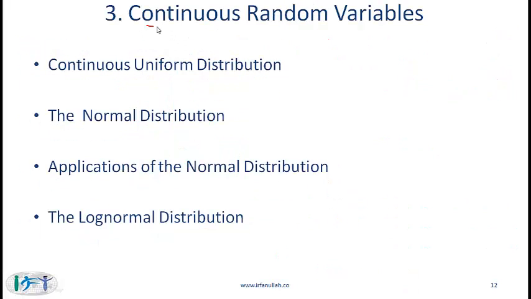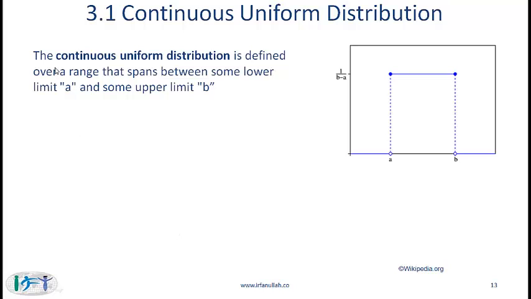We now move to the world of continuous random variables, and we will talk about the continuous uniform distribution, the normal distribution, applications of the normal distribution, and finally the log normal distribution. Let us consider the continuous uniform distribution first. The continuous uniform distribution is defined over a range that spans between some lower limit a and some upper limit b. Let us say that we have a random variable which is uniformly distributed between 5 and 10.